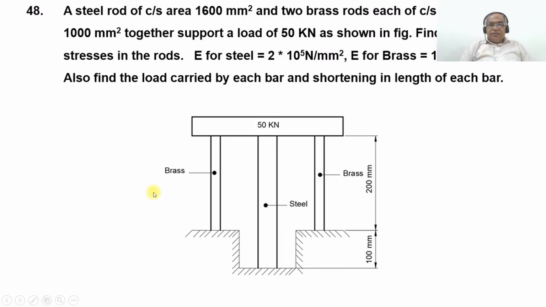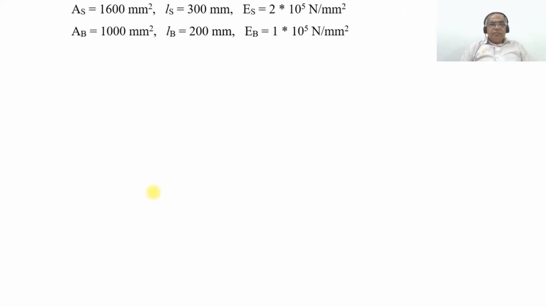So to do that, first we will go for the data that has been given: AS is equal to 1600 mm square, AB is equal to 1000 mm square, length of steel bar is 300 mm and length of brass bar is 200 mm, and Young's modulus of steel is 2 into 10 to the power of 5 Newton per mm square, and Young's modulus of brass rod is 1 into 10 to the power of 5 Newton per mm square.